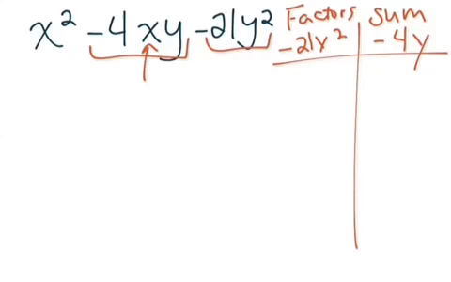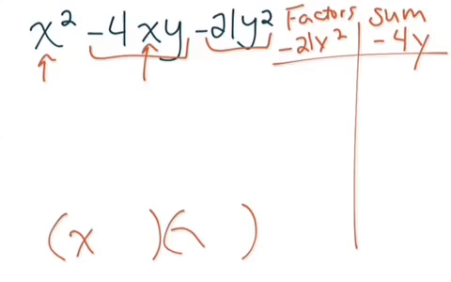Remember that the x is already going to be accounted for because we're going to start our binomials with the x. So you don't need to worry about the x as far as the sum, but any other variables that are in there you do need to worry about. Okay, so let's start thinking about some factors here.